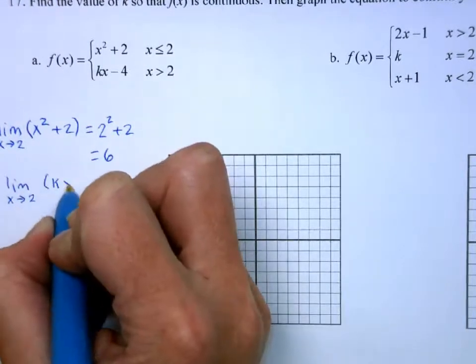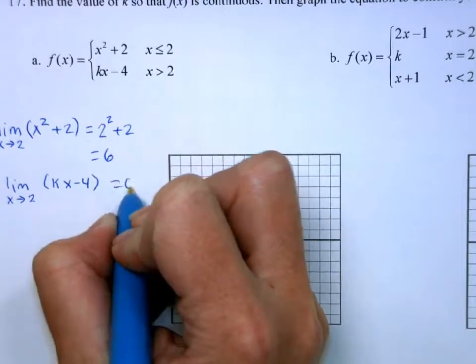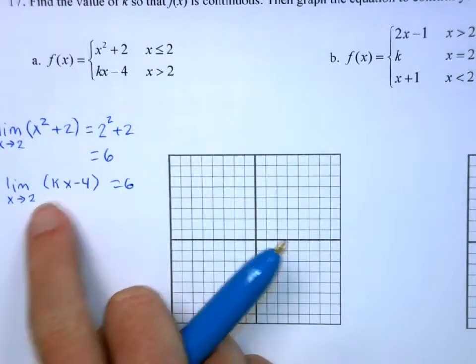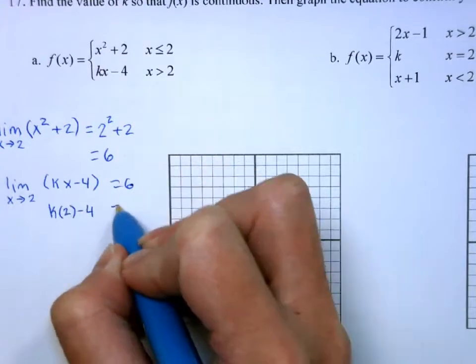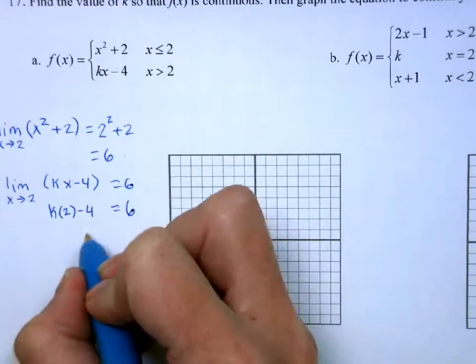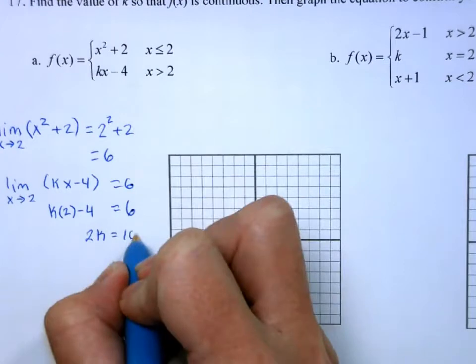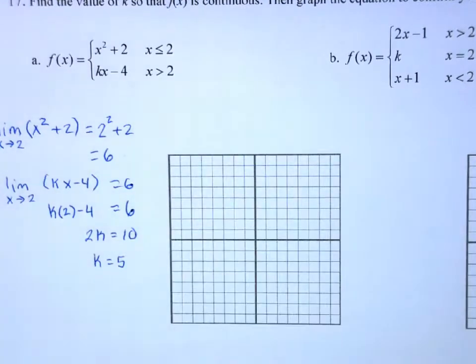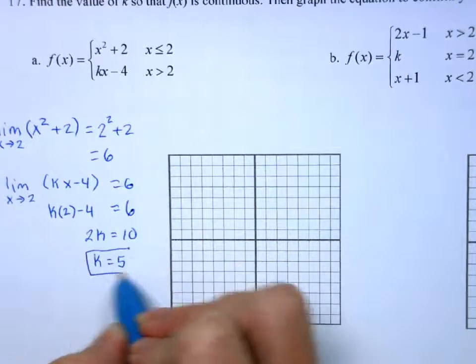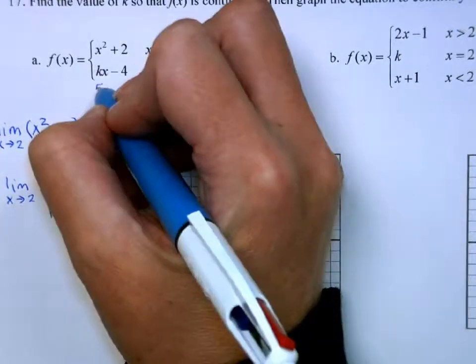Okay, so we're going to plug the 2 in for the x, so k times 2 minus 4 equals 6. So 2k equals 10, so k is going to equal 5. So that's our k value. Then we want to graph. So this is now 5x minus 4. And we can graph our piecewise.